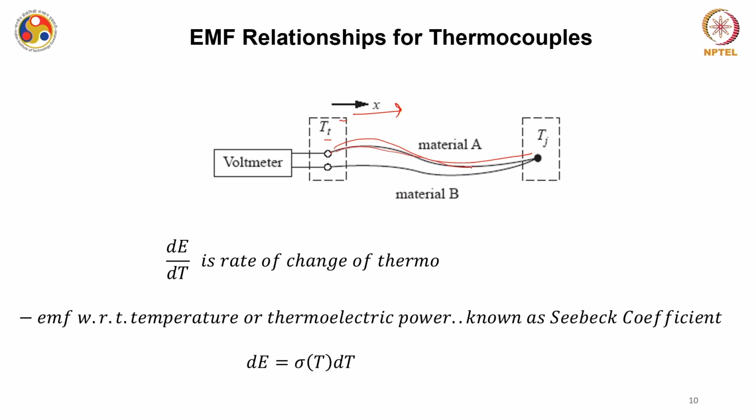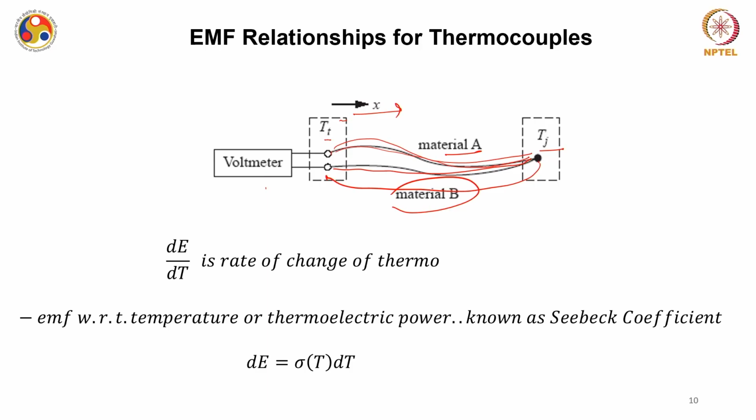Of course, I am going through a material A. Now I am coming back from the junction Tj to this junction, and this whole material is material B. And this is the Tj junction, and at this junction I have connected a voltmeter to measure the junction voltage or any voltage that is generated here.